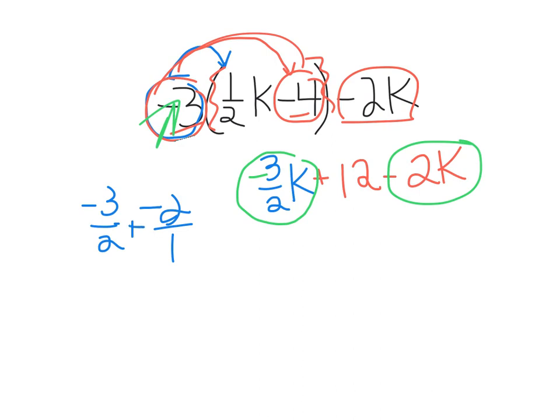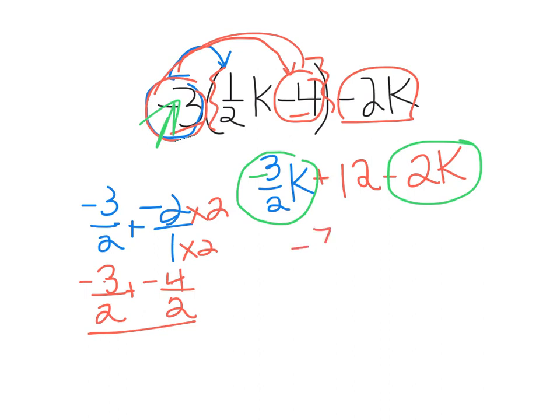But I can't add these until I have a common denominator with my fraction. The common denominator is 2. So the negative 3 stays the same, and 1 times 2, 2 times 2 is going to be a 4. So now I have common denominators. I can add these together. So negative 3 plus negative 4 is negative 7. Negative 7 over 2k plus 12.